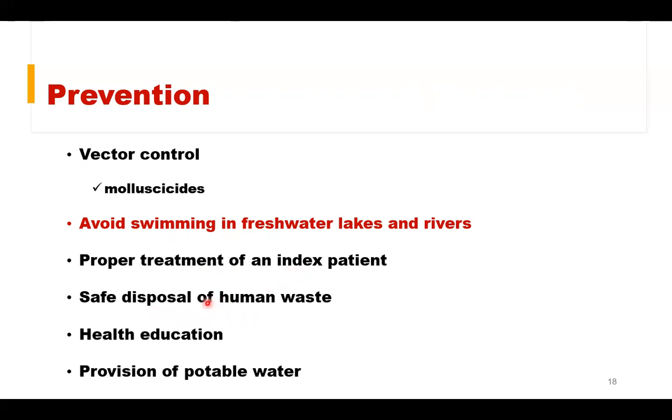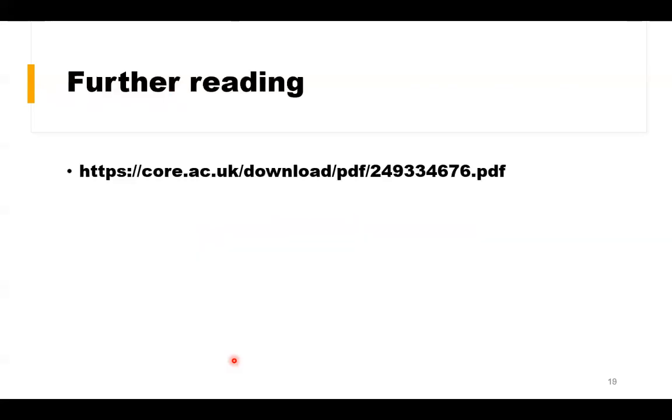Of course, health education is very important, and this is linked to safe disposal of human waste. Encourage people to have toilet facilities in their homes, discourage them from defecating or urinating in the environment. And of course, government can also show its commitment to prevention by providing potable water, because if you have potable water in the first instance, you won't be going to the river or stream to ease yourself. So there you have this article.